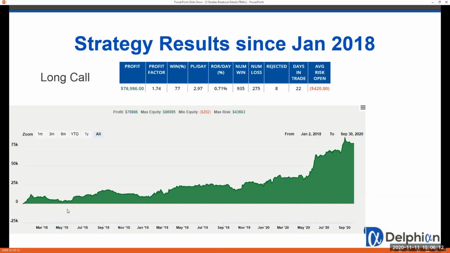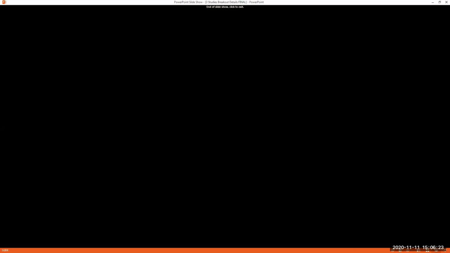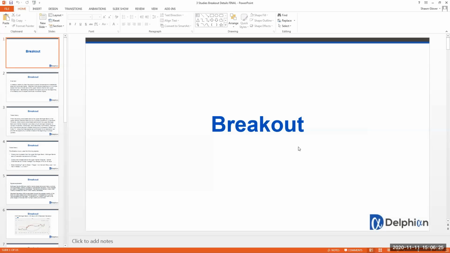But you can see this profit graph here looks pretty good, a little choppy, but for the most part, a pretty good steady incline. And then boom, we got this big jump up here in the market, or in that strategy. So that's the end of that one. Any questions on that breakout strategy?